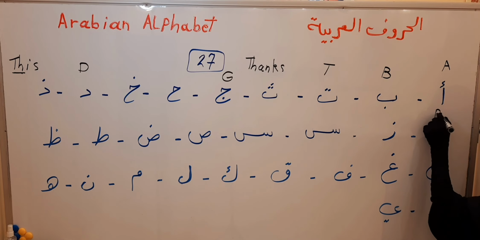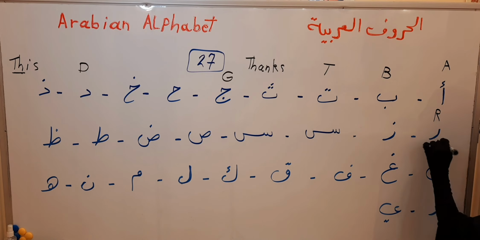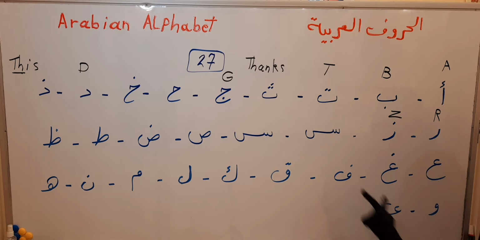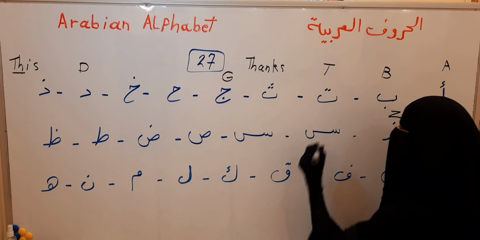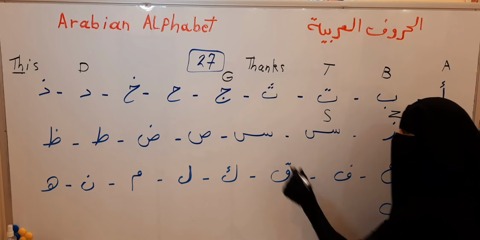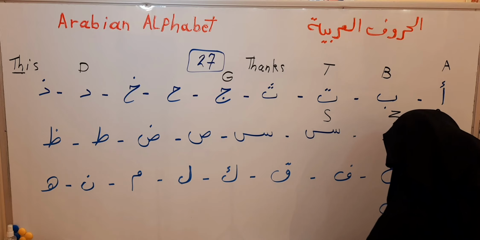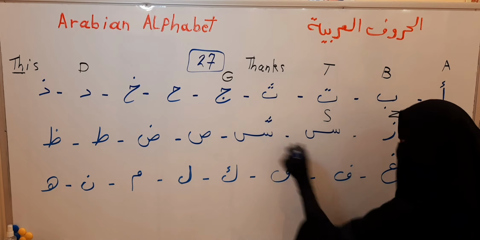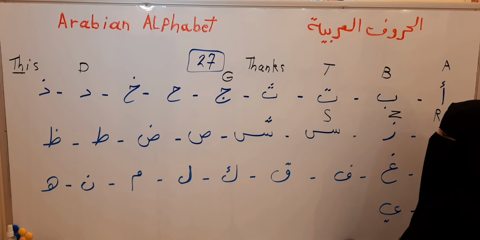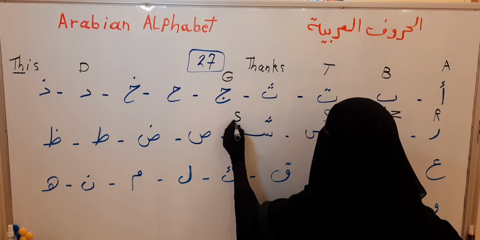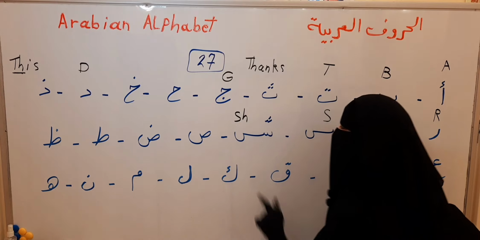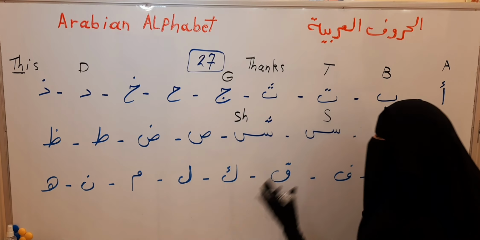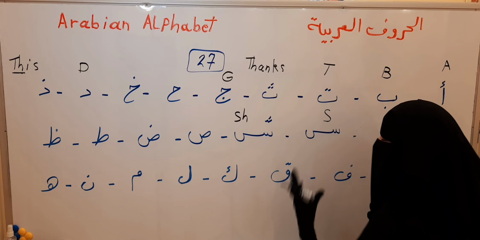Ra, R. Zay, Z. Sin, S. Sheen. Sheen has 3 points, like sh. Sad, so. It is somehow strong S.